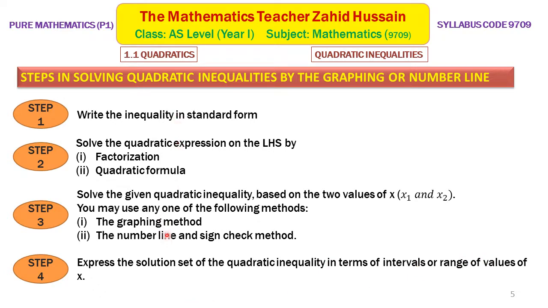So these are the 4 steps which are involved in solving quadratic inequalities by graphing or number line and sign check method. Solving quadratic inequality by completing the square method we will discuss later.